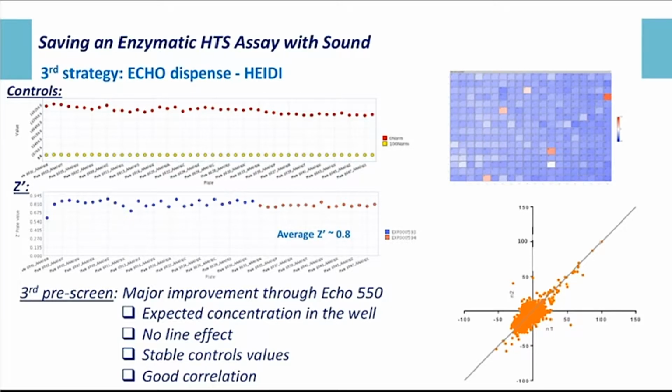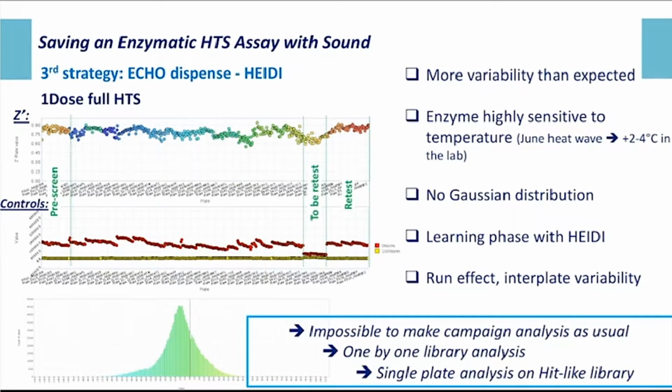So HIDE ran her first screen as a big girl only 3 weeks after her installation. And you can see the result of this one-dose screening on this slide. On the top part, you can monitor the Z prime by plate, and on the bottom part, you've got the control values. And as you can see, there is more variability than expected.